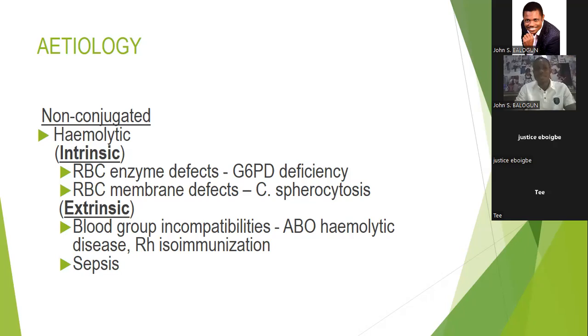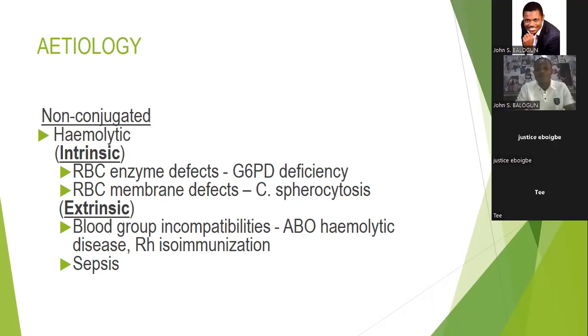It can be from membrane defects, in which you have something like spherocytosis. In this condition, the red blood cell, instead of being concave, you know, if you remember the shape of the red blood cell, it is concave, and that concavity gives you some advantage. But now the red blood cell is not concave, but rather spherical. Because it is spherical, it's easy for it to become deformed.